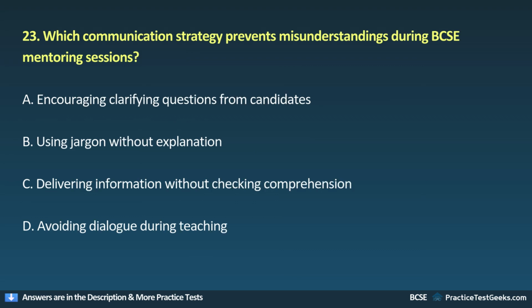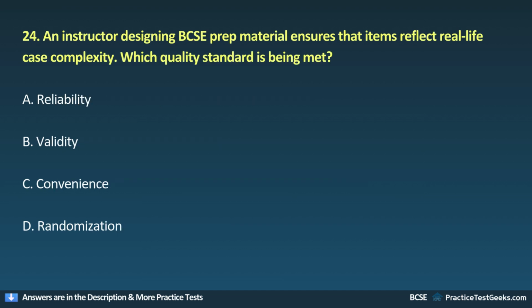23. Which communication strategy prevents misunderstandings during BCSE mentoring sessions? A. Encouraging clarifying questions from candidates. B. Using jargon without explanation. C. Delivering information without checking comprehension. D. Avoiding dialogue during teaching.